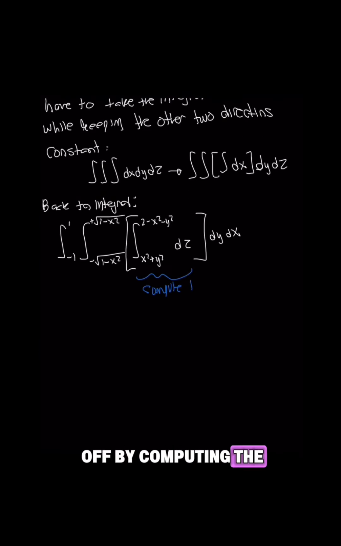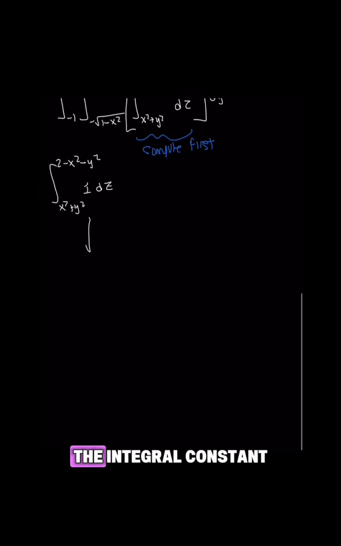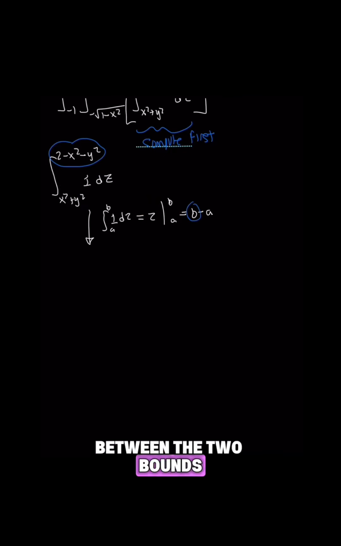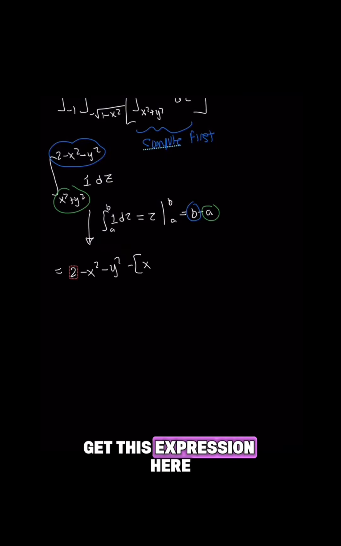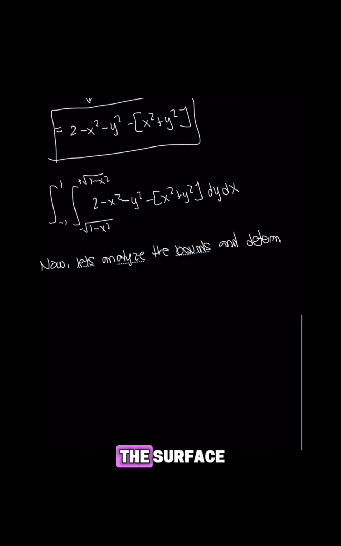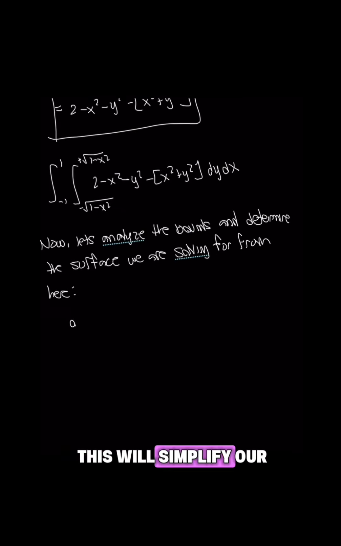So we can start off by computing the dz integral. If you remember, the integral of a constant is just going to be equal to the variable. So it's going to be z between the two bounds. Plug in our bounds, get this expression here, so we can plug this back in. But now we should analyze the bounds and determine the surface we're solving for, since this will simplify our question.